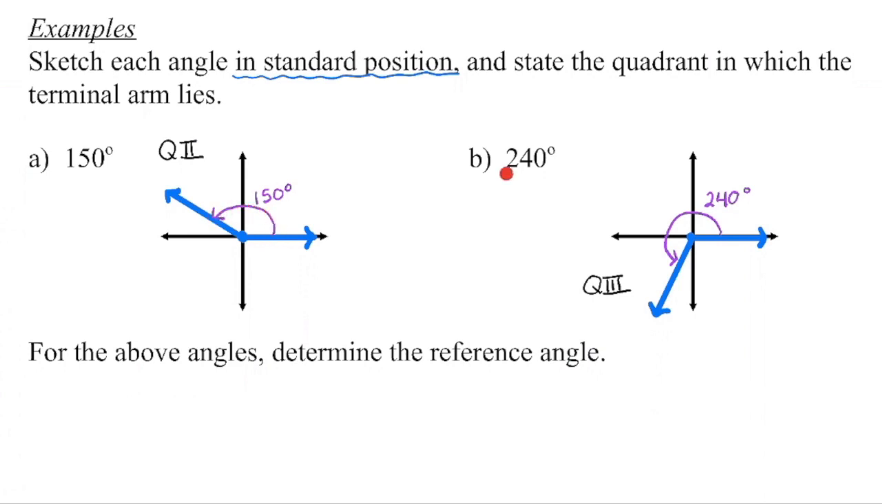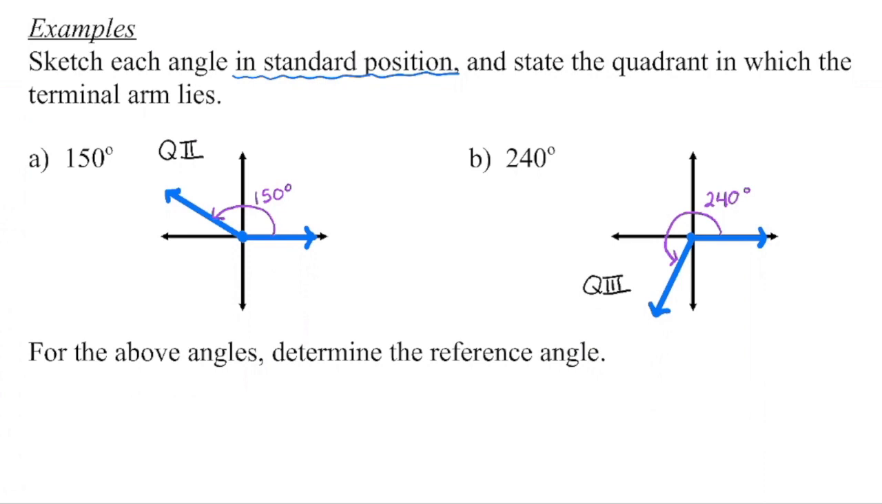This next one, we're rotating 240. The vertex is at the origin, the one ray is at the positive x-axis, and now we're rotating. So we're going 90, 180, 240. We're not quite down at 270, which is what that negative y-axis would be. So we are terminating in quadrant 3.